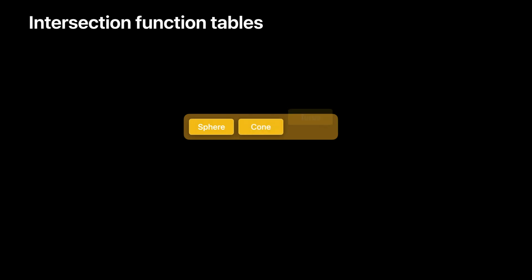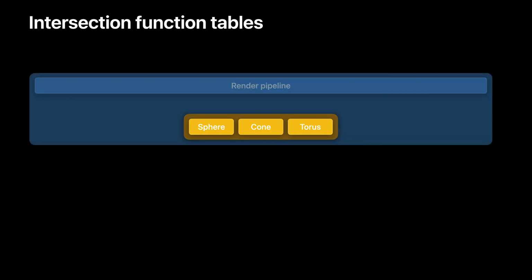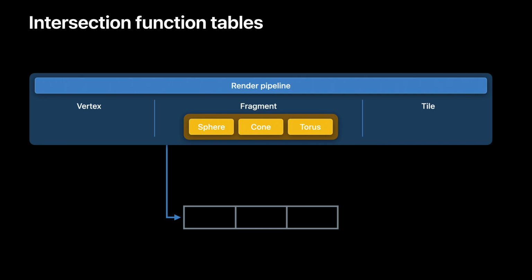Let's consider some simple intersection functions. I have some functions here that would allow us to analytically intersect objects such as a sphere, a cone, or a torus. When we create our pipeline, we add these functions as linked functions that we may call. In this case, we're adding them to the fragment stage of the pipeline. To use the functions, we need to create an intersection function table from the pipeline state and stage. Once we have the table, we can create function handles from the pipeline state and stage and populate the table.